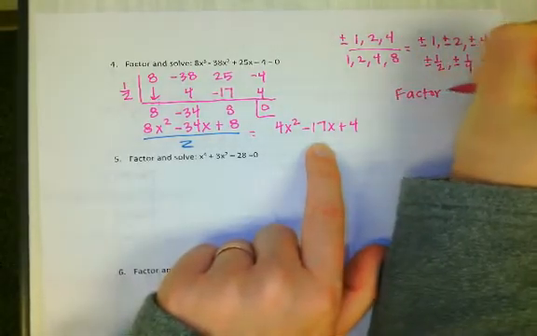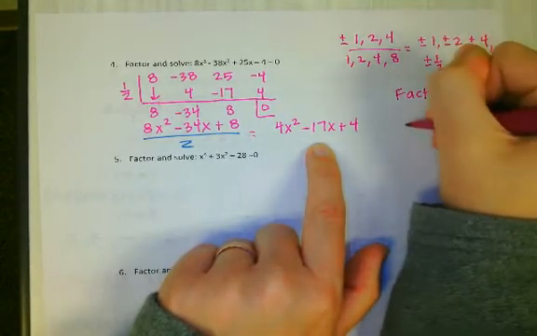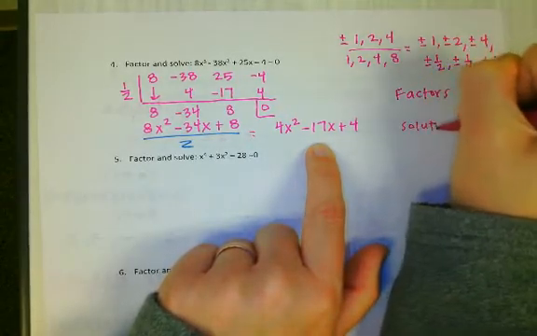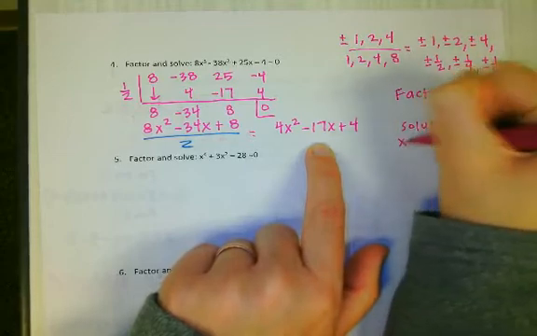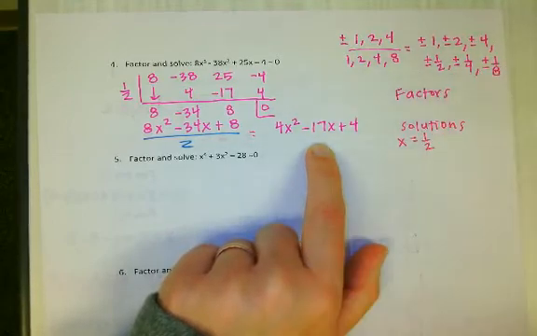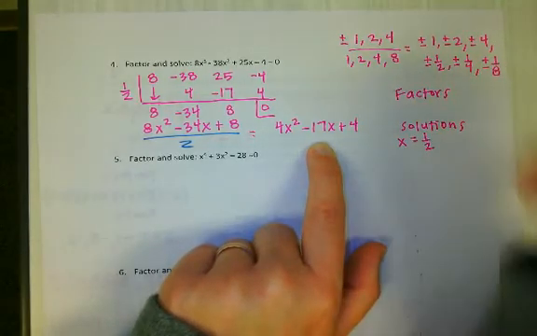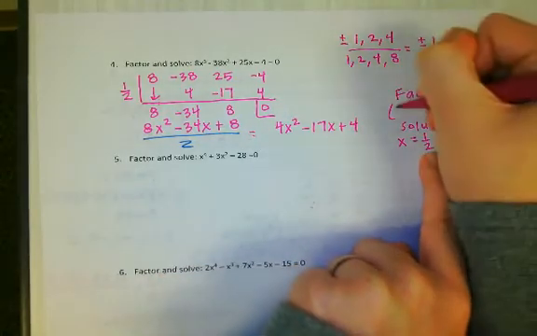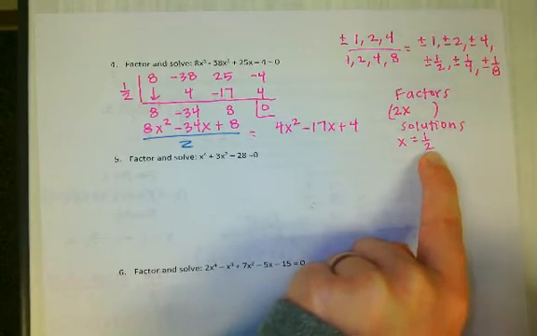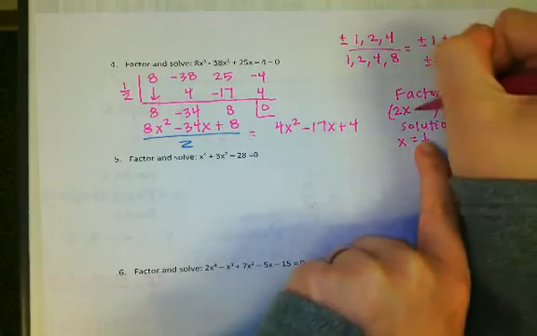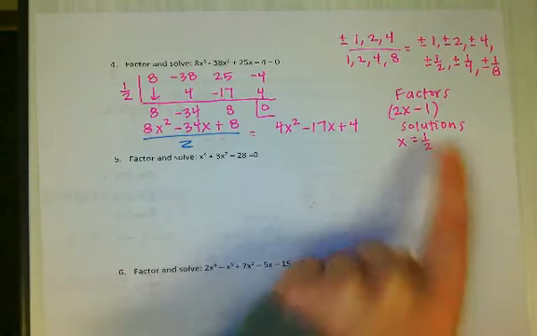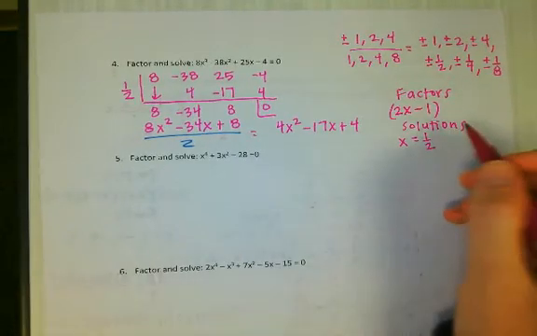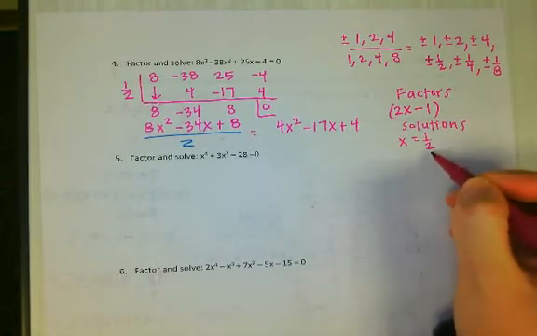So let's keep track of what we have so far. Factors, solutions. One solution is positive half. And think about what that looks like as a factor. If it got divided by 2, that means there was that 2 with x, and then we want the opposite sign of that solution. So using 2x minus 1 creates the solution of 1/2.